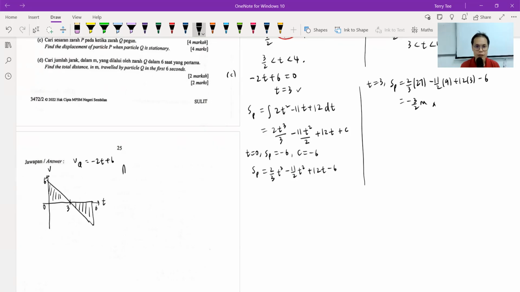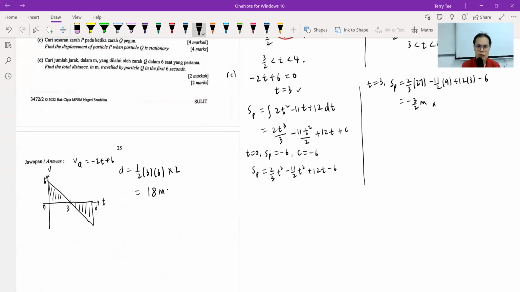So by using area, I just have to use half times base times height, then times 2. I don't have to calculate the second one separately, just because they are congruent, right? They're congruent triangles. Just find one of them, multiply by 2, then you get your area. Your area will be 18 meter.